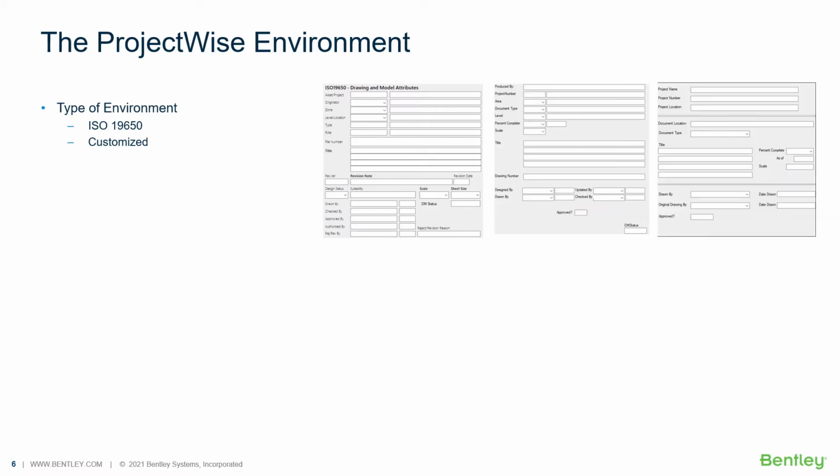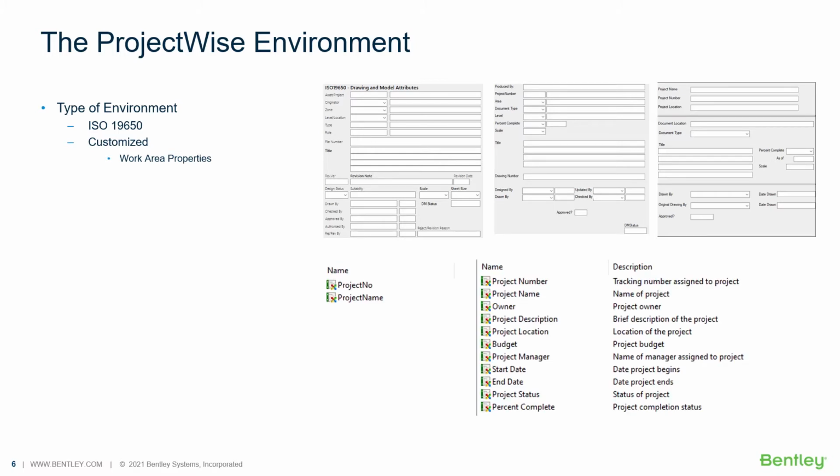The next thing that we want to look at, under customized, is what the work area properties are going to be. In other words, your project properties: project number, project name, project location, basically any metadata related to the project. And the next one that we're going to look at is your document properties as well.